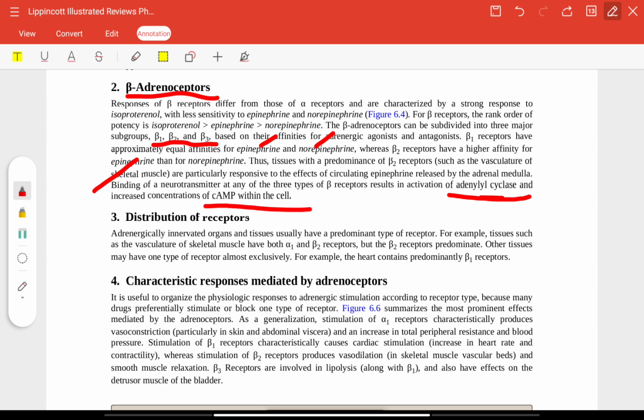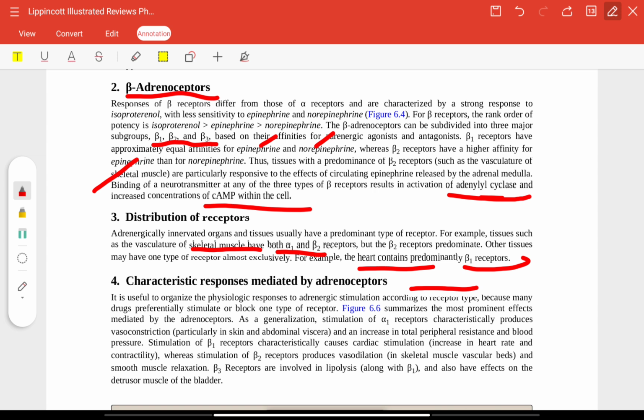Now distribution. Tissue such as vasculature of skeletal muscle have alpha 1 and beta 2. Beta 2 are predominant there. Other tissues have only one. For example, the heart has predominantly beta 1. Now from the distribution of receptors, we can easily recognize its effect. It is useful to organize a response according to the receptor type. If you know the type, and you know the drug acts on which type of receptor, it will be easy to identify the physiological responses.